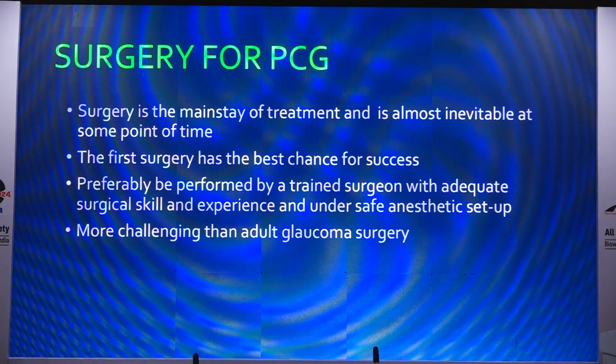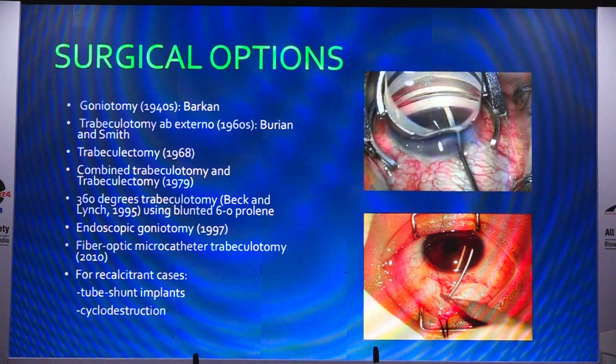Coming to the surgical options for primary congenital glaucoma, as we all know, it is basically a surgical disease, and eye drops are started just to buy some time till the child is fit for anesthesia. The surgery is the mainstay of treatment. It's almost inevitable at some point of time, and we should always remember that the first surgery has the best chance for success. It should preferably be performed by a trained surgeon with adequate surgical skill and experience and at a safe anesthetic setup, and it's certainly more challenging than adult glaucoma surgery because there's a lot of variation in the limbal anatomy.